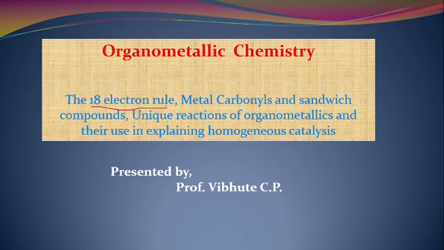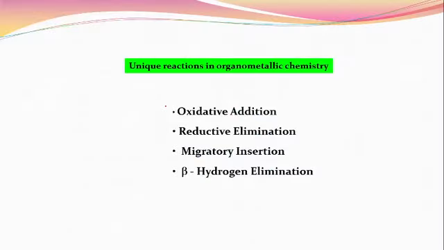Okay, today we will start the next topic of this chapter, that is the unique reactions in organometallic chemistry. You have already learned these reactions, and you used them in different cycles, like the Wacker process and the Monsanto process. In those processes you used all these typical reactions. Today we are going to learn in detail what these reactions are, their mechanisms, and their basic conditions.